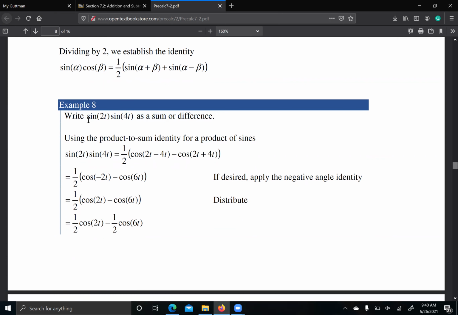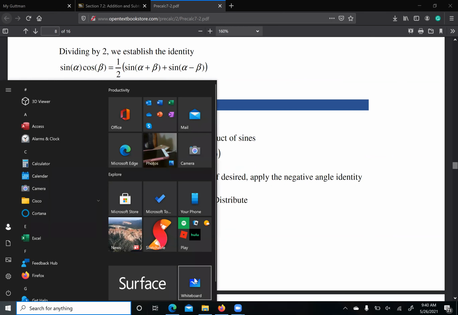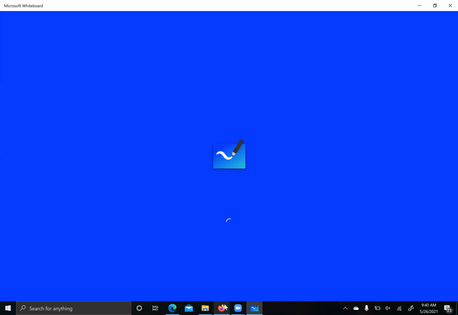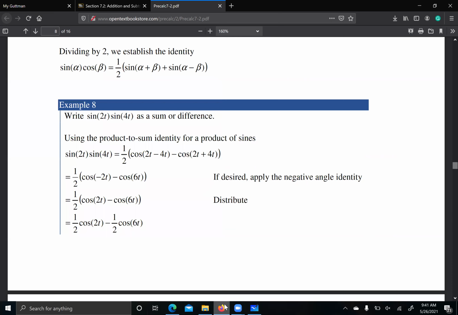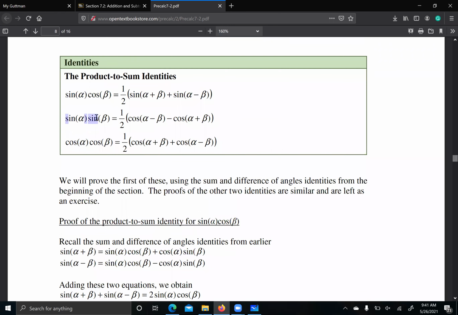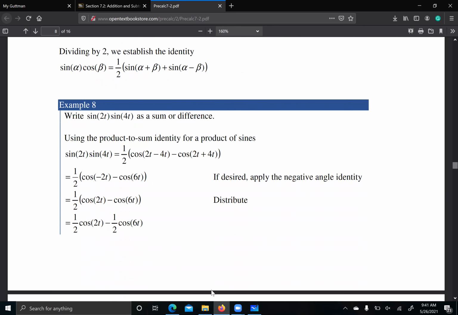We have the product of two sine functions, sine of 2t, sine of 4t. And we want to rewrite it as a sum or difference. Example 8. So it's sine of 2t times sine of 4t. So it's the product of two sines. So I need to use the second identity because it's the product of two sines.